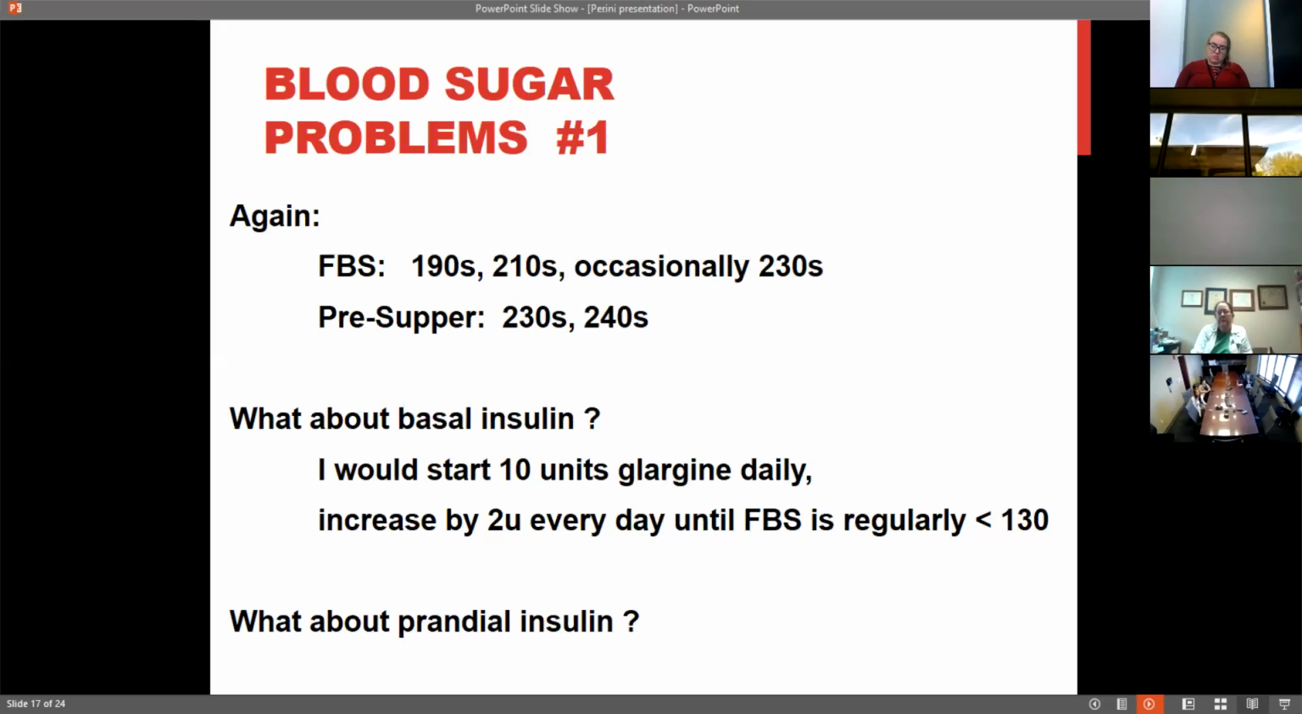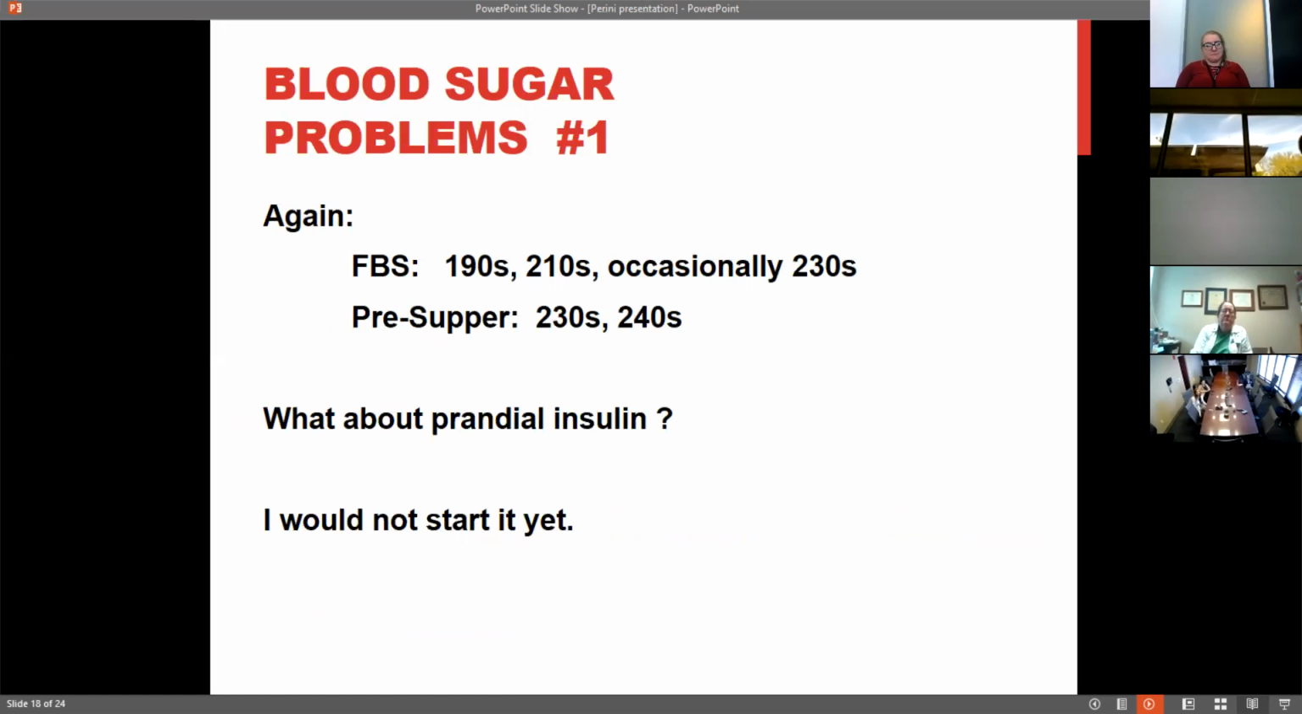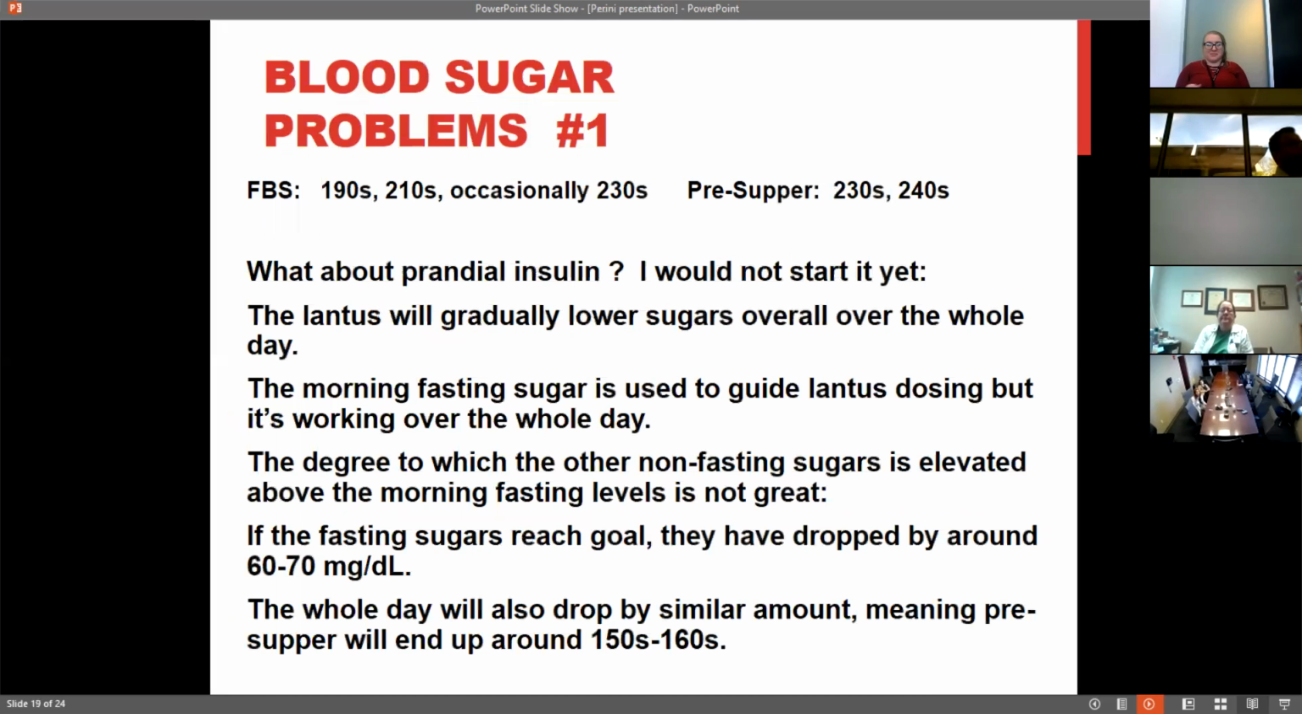You can do the next slide, please. Okay, I think I just explained this. Next slide, please. And this is just me writing out what I just said. So the Lantus will gradually lower all the sugars over the whole day. And even though the morning fasting sugar is what we use to guide the basal insulin dosing, it is in there working 24 hours a day. So if it lowers your fasting sugar by 50 points, it's also lowering your 3 in the afternoon sugar by 50 points and your 9 p.m. sugar by 50 points. So wherever the starting point is, it's going to also drop proportionally.